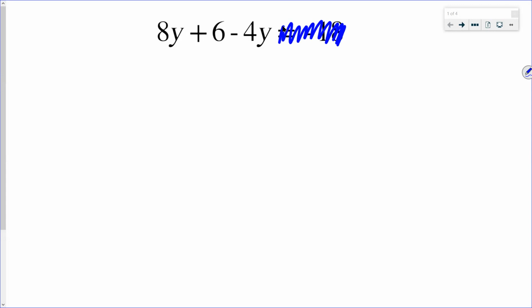8y and 4y. The 8y and the 4y. Is that 4y a negative or a positive? It is a negative 4y. So we have 8y plus negative 4y. So what's 8 plus negative 4? 4. Yep. So when we combine these like terms, we now have 4y plus 6.